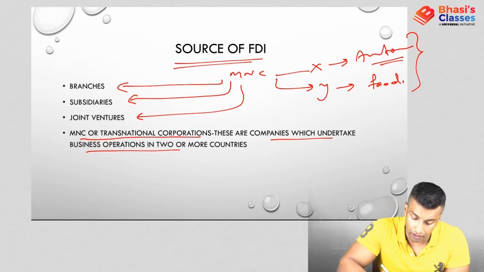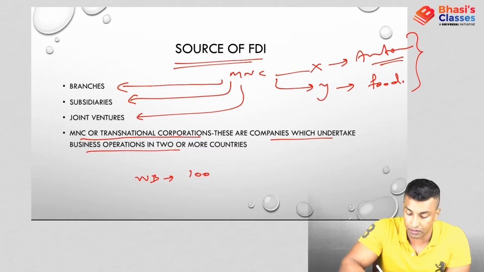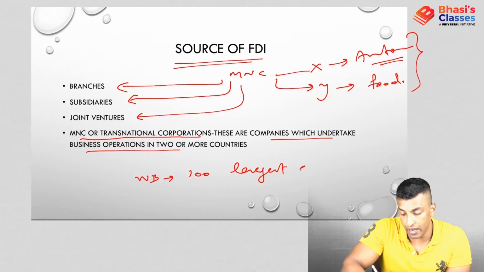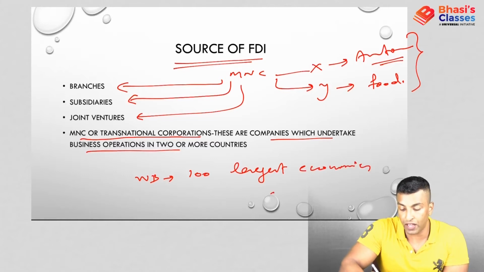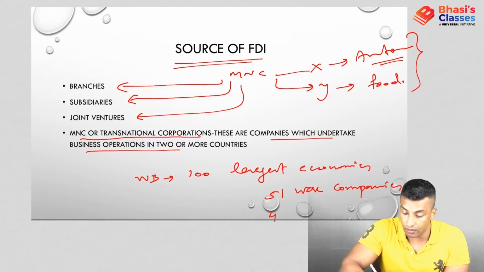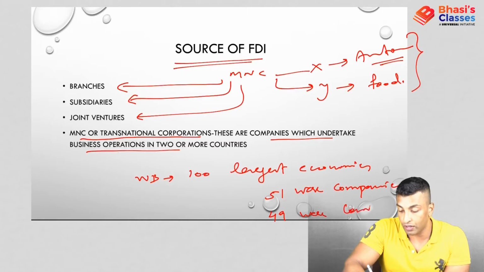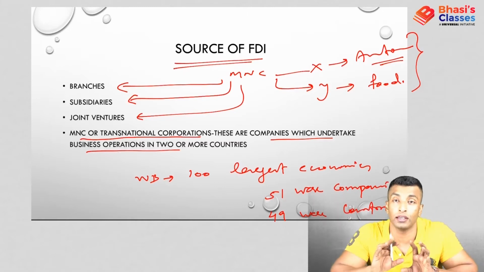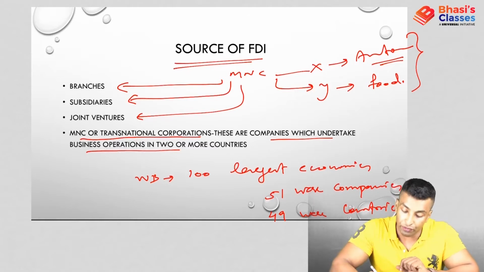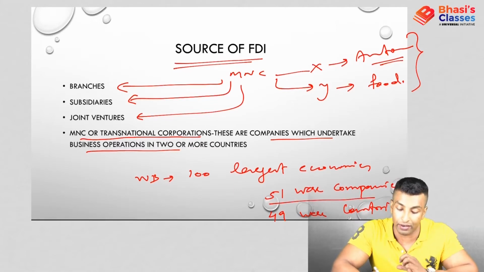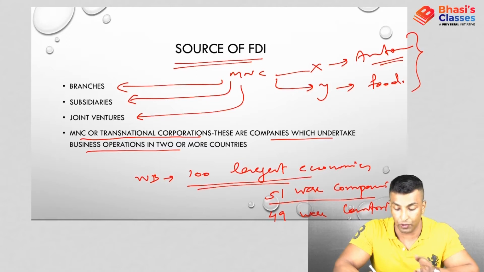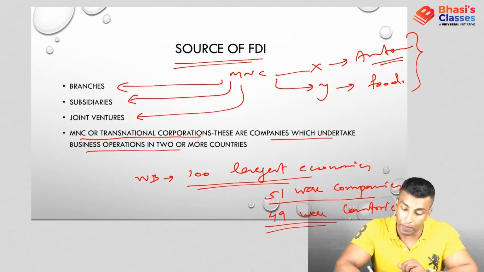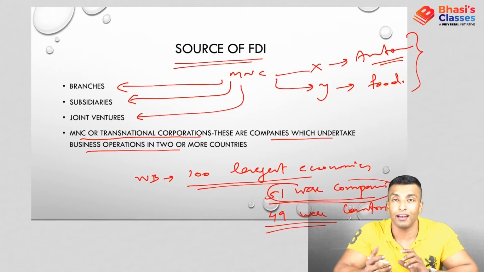Now there was a famous study by World Bank, out of 100 largest economies. Out of this, actually 51 were companies and 49 were countries. So basically what I mean to tell you is the turnover of the companies is more than the GDP of the country. So 51 companies were listed in the 100 largest economies, and 49 countries were there. So these 51 companies have more turnover than many countries' GDP.